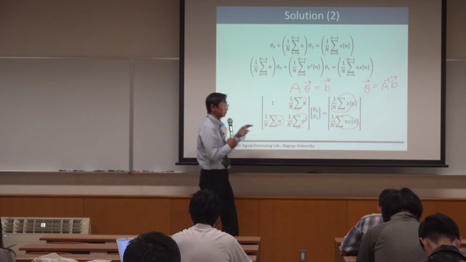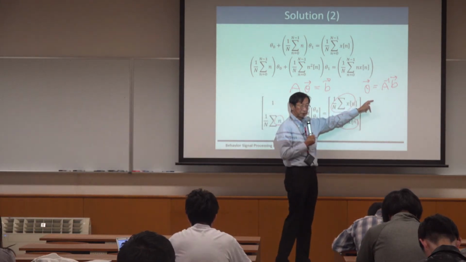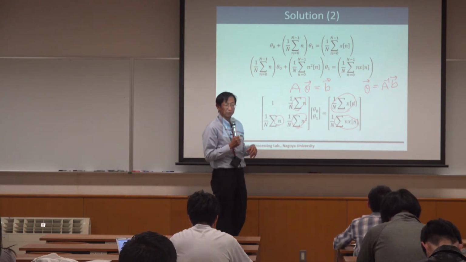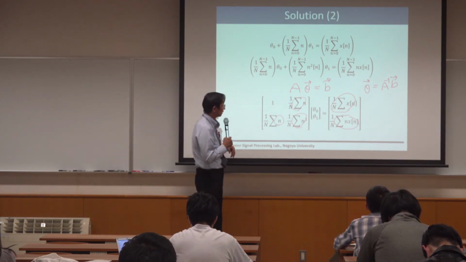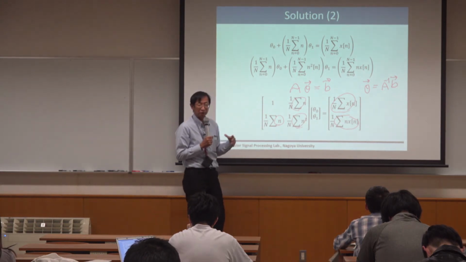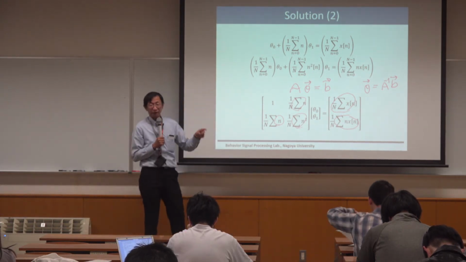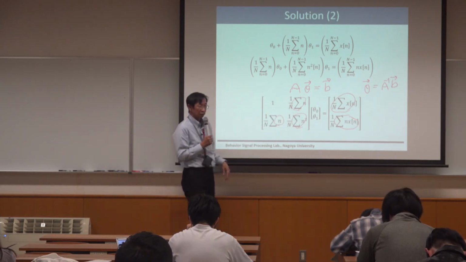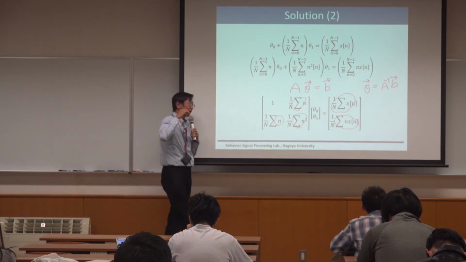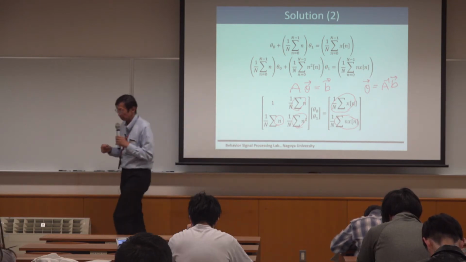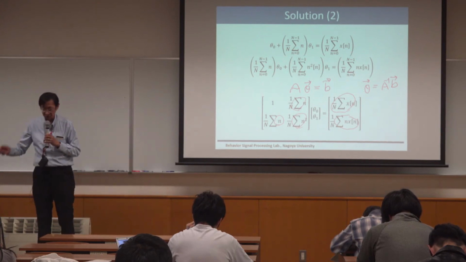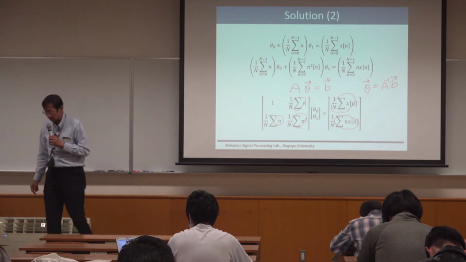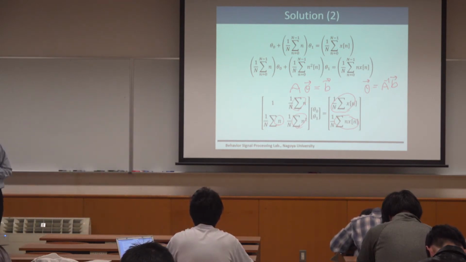So this is the solution of the optimal theta, which gives you the minimum error in terms of the square error. This is very straightforward, no iteration, just a closed form solution. And of course, these values are very easy to calculate. So this is a very simple way to find the optimal line which fits the given data.